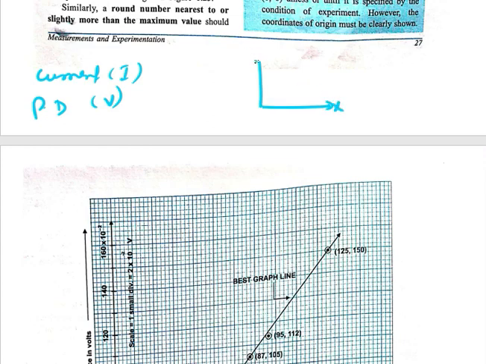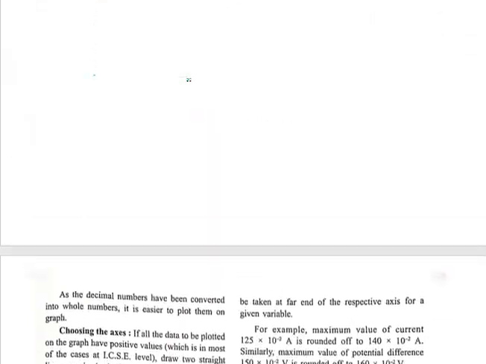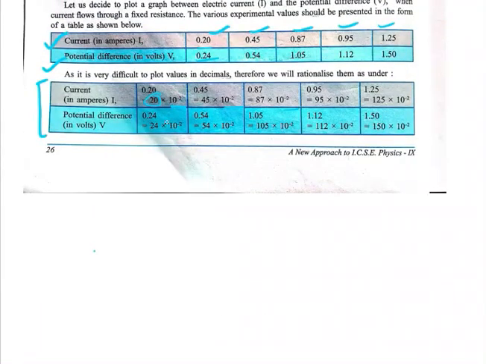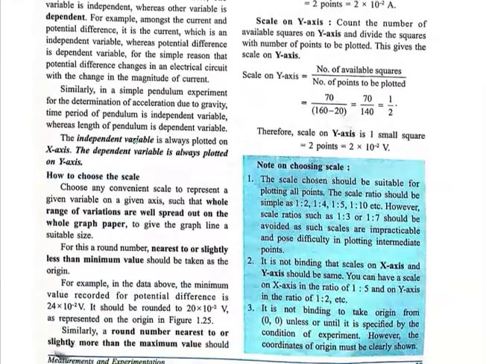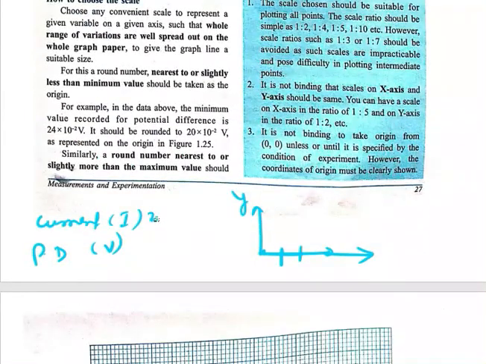So we will make the x-axis and y-axis, and we need to take a suitable scale. Suitable scale means the gap between two values must be the same. Suppose the values of the current were 20, 45, 87, like this. Suppose this point is 0, this point is 20, this point is 47, this point is 87, and we have to plot it.